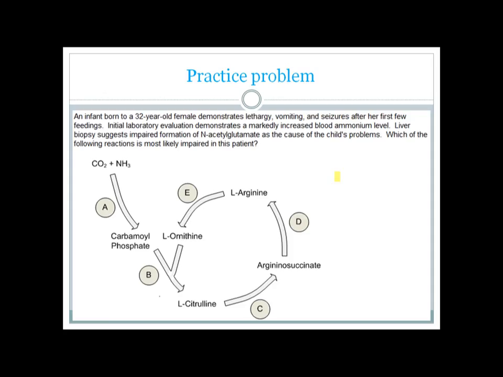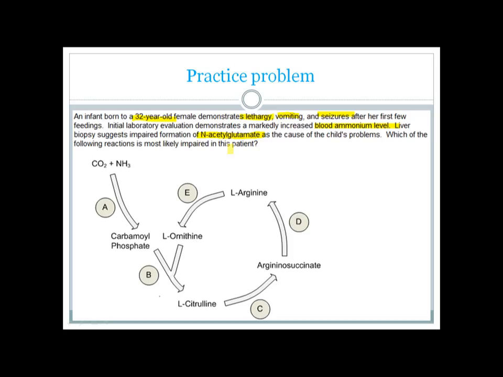So we have another practice problem here. An infant born to a 32-year-old female demonstrates lethargy, vomiting, and seizures for her first few feedings. Initial laboratory evaluation demonstrates a markedly increased blood ammonium level. Liver biopsy suggests impaired formation of N-acetylglutamate as the cause of the child's problem. Now, which of the following reactions is most likely impaired in this patient?